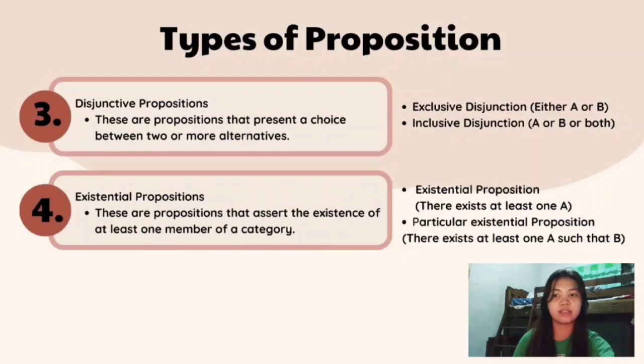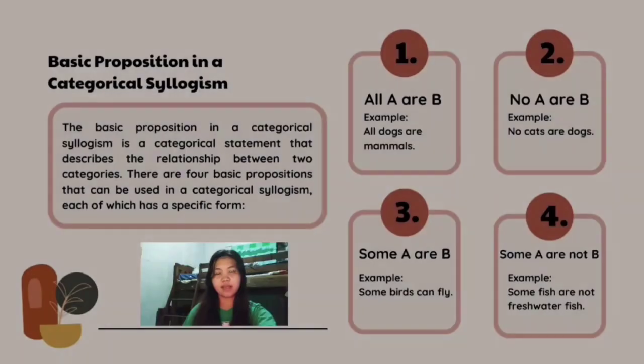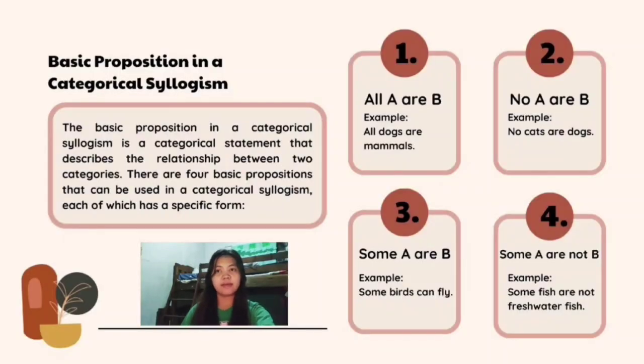And the second one is particular existential proposition. There exists at least one A such that B is an existential proposition that asserts that there is at least one member of category A that also satisfies category B. For example, there exists at least one city in Asia that has a population of over 10 million. The third topic was basic proposition in categorical syllogism.